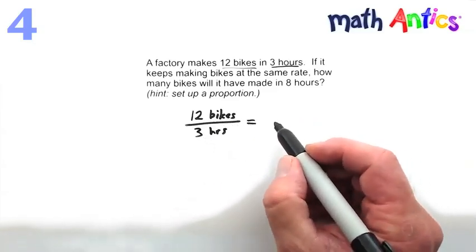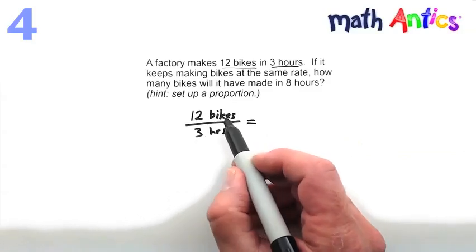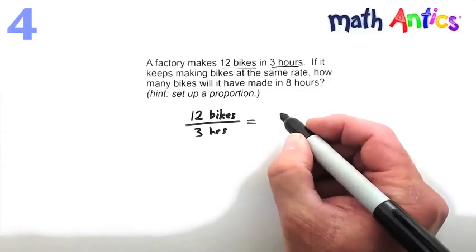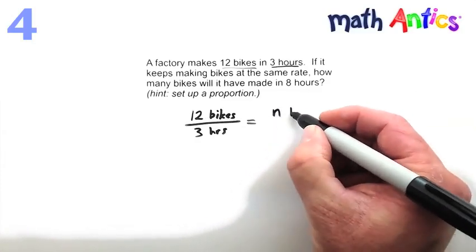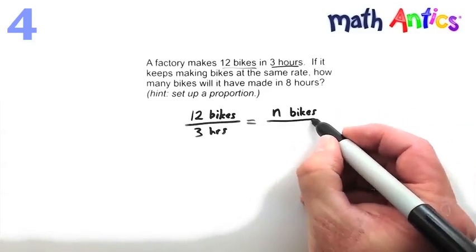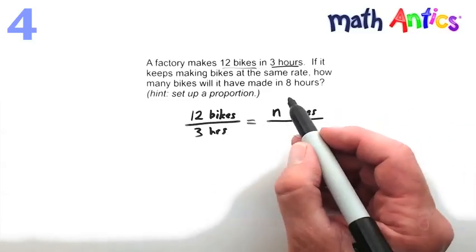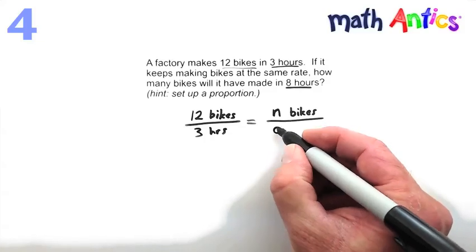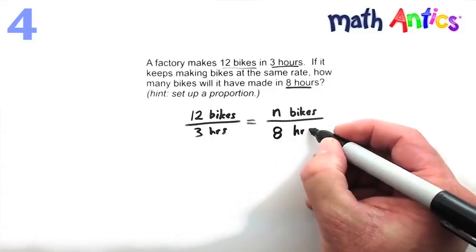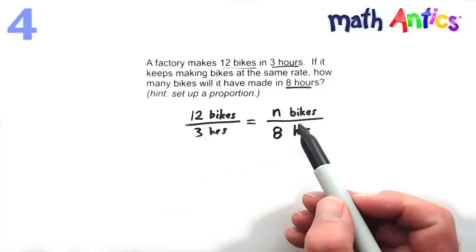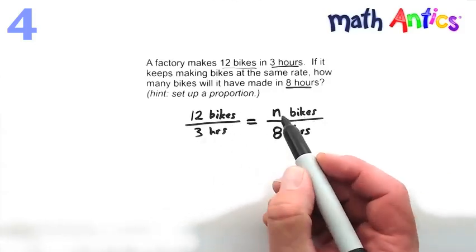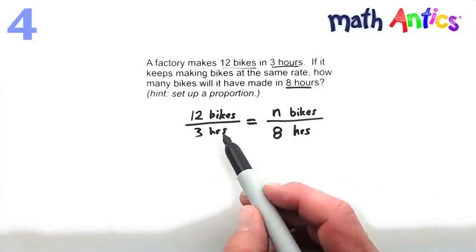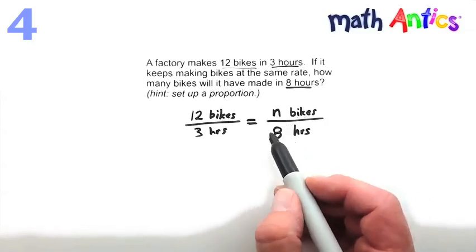What does matter is that on this side, since we chose bikes on top for this side, we have to have bikes on top for the other side, and we don't know how many that is, so that's going to be our n. So we'll put down n bikes on the top of this side for this ratio. And we do know how many hours, though. It told us we're trying to figure out how many bikes could be made in 8 hours. So on this side, the bottom number will be 8 hours. Okay, so we've set our proportion here. It's two ratios that are equal. And now we know that we can solve this by cross-multiplying. And when we cross-multiply, we'll just ignore the units until the very end when we get our unknown number.